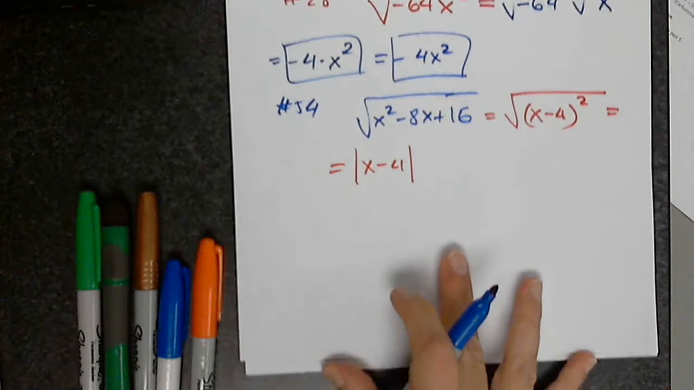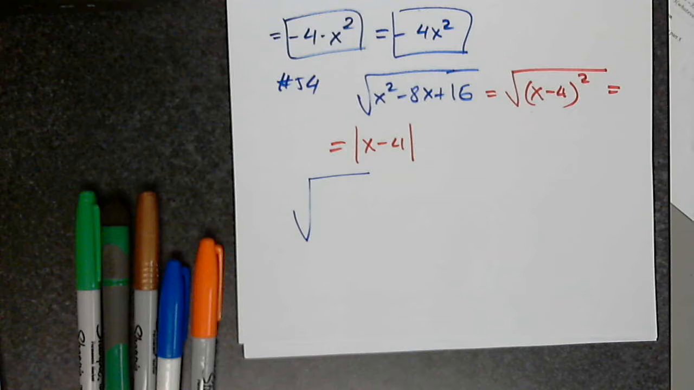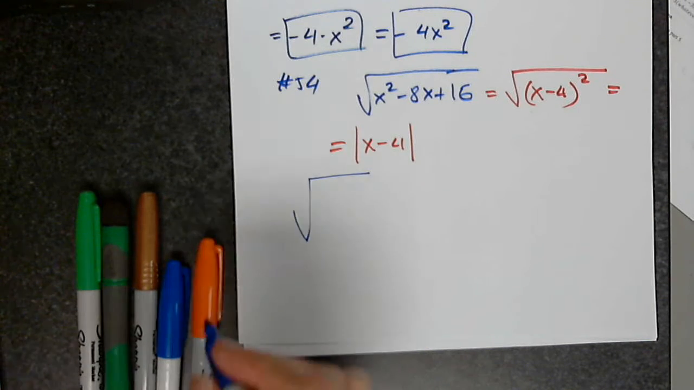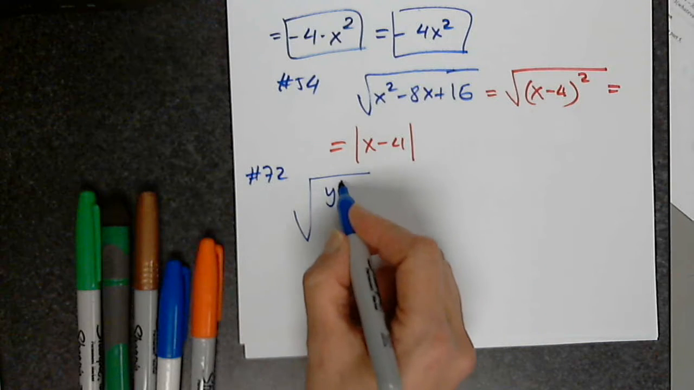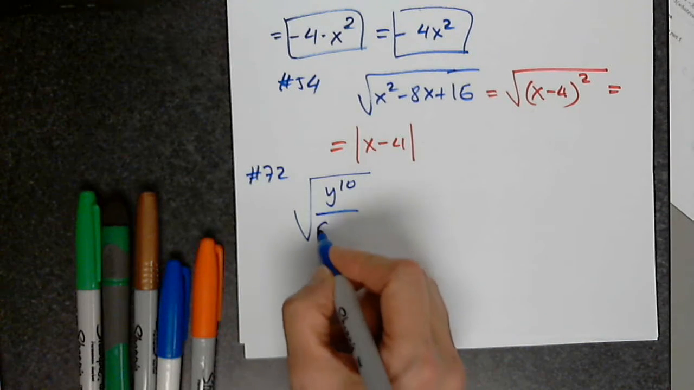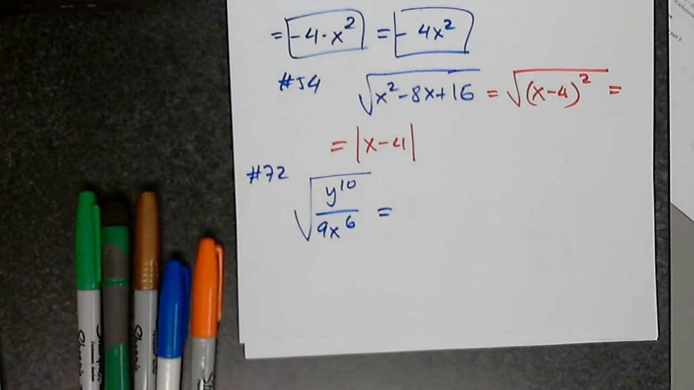Let's look at a ratio now. And if you want to select, you can anytime. I'm selecting 72. The square root of y to the 10th over 9x to the 6th. What do we do with this?